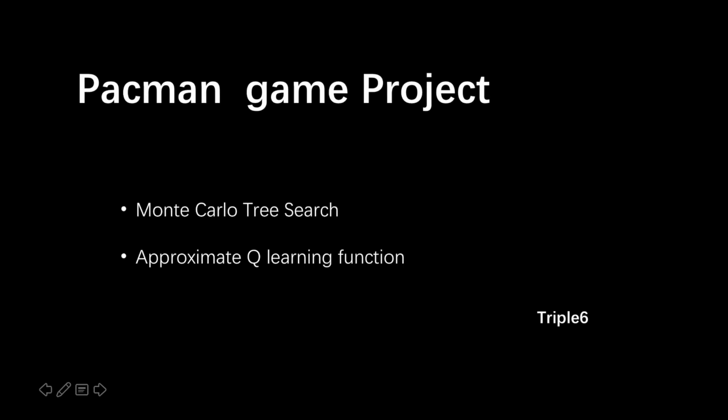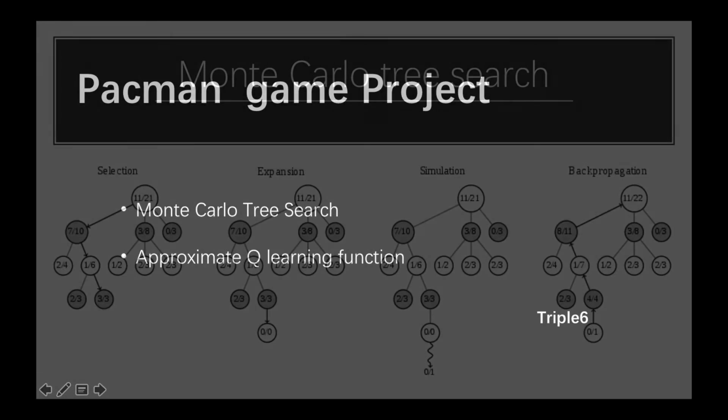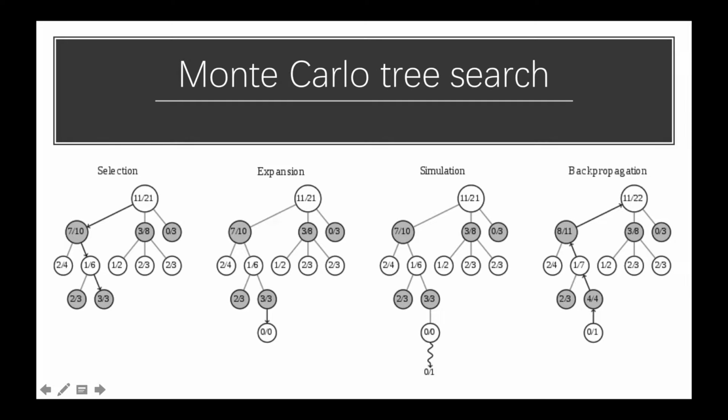In our Pacman game project, we are using Monte Carlo tree search and the approximate Q-learning function, and let my teammate introduce them. The basic structure of the agent strategy is Monte Carlo tree search, one of the online planning methods. The search is done while the agent is executing.